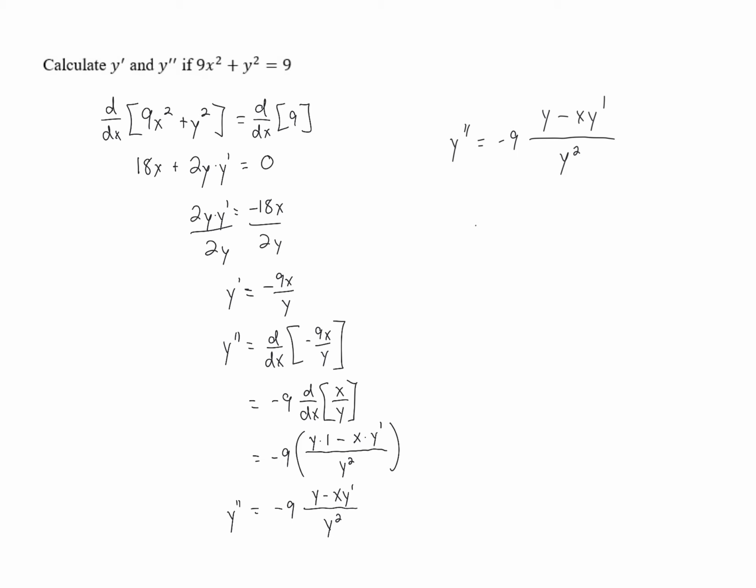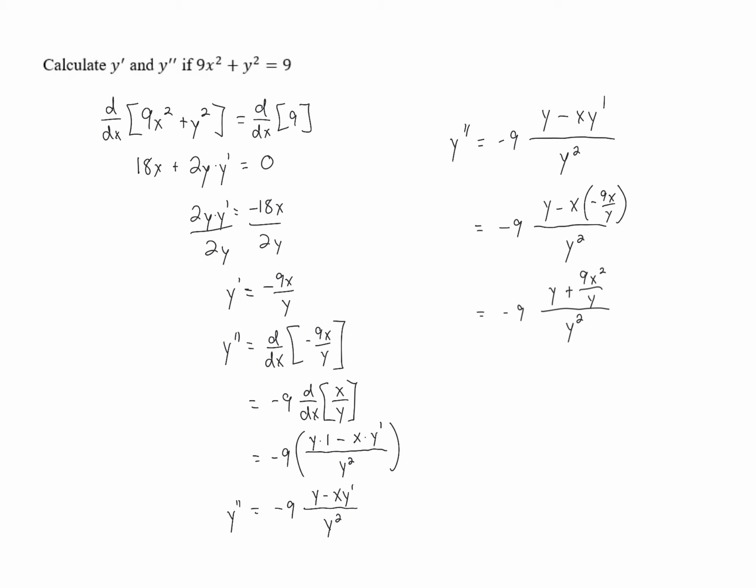All right, so when we substitute in for y prime, this is going to be negative 9 times y minus x times y prime, remember, is negative 9x over y. This is going to be negative 9x over y. This will all be over y squared. Now, these negatives are going to end up canceling out. Negative times a negative is a positive. So we've still got the negative 9 out front. This is going to be y, and then plus 9x squared over y, all over y squared.